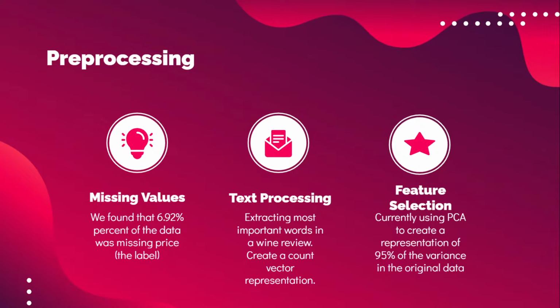In terms of pre-processing, there were a few things that needed to get done. For example, we found that 6.92% of our data was missing a price. Also, we have a description attribute in our data set that consists of the text reviews of each wine, and we thought this was an important attribute to capture in our model. To do this, we used some text pre-processing to extract the most important words, such as the qualities of the wine. And finally, we ran this through feature selection using PCA to create a representation of 95% of the variance of our data, just like we did in our homework.